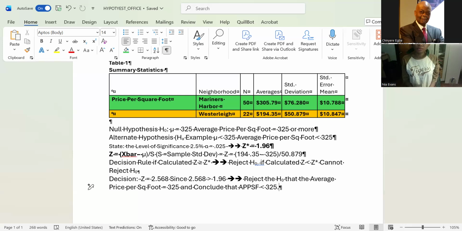Sometimes we have a two-sided hypothesis when we have no idea what it is, or if our objective is to reach a certain conclusion that it is less than 325 for whatever reason. It could be a policy reason. And we simply say the average price per square foot is less than 325. That's what we need to understand in order to make a policy decision.